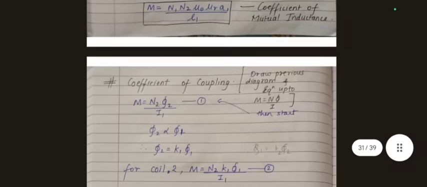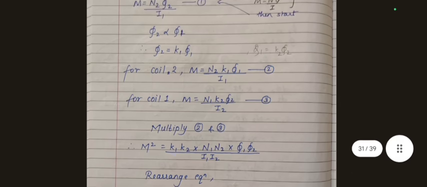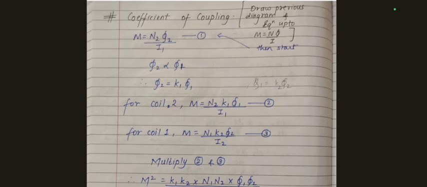Now the things you have to write for coefficient of coupling here. The first equation, as I got, M is equal to N2 Phi2 upon I1. Now the second consideration which I have to take is Phi2 is directly proportional to Phi1. Okay. Remember, Phi2 is directly proportional to Phi1. Before, we took Phi2 directly proportional to I1. Now here, as I removed the proportionality sign, I got Phi2 is equal to K1 into Phi1. Now just substitute this Phi2 value, that is K1 into Phi1, in the first equation. I will get M is equal to N2 into K1 into Phi1 in place of Phi2 upon I1.